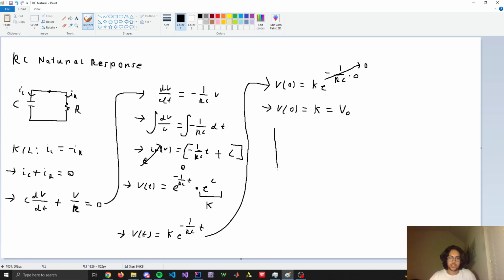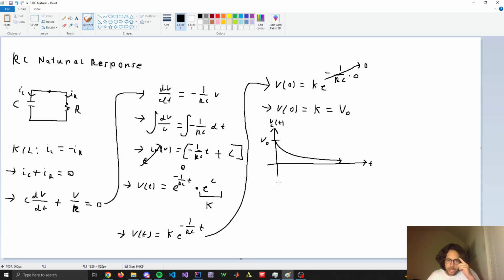So what that looks like on a graph, if we're looking at V of t, voltage as a function of time, is we're held to some initial voltage, V0, and the function is a decaying exponential. So it roughly looks something like this, where as time approaches infinity, the voltage across the capacitor will be roughly 0.